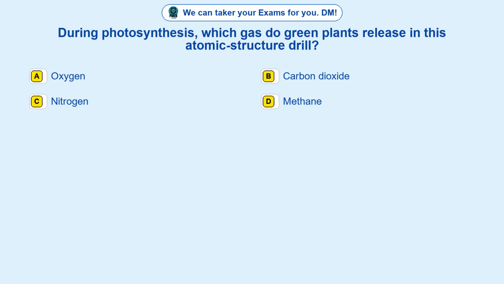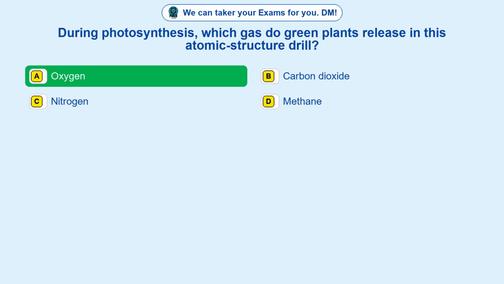Question 1. During photosynthesis, which gas do green plants release in this atomic structure drill? Option A, oxygen. Option B, carbon dioxide. Option C, nitrogen. Option D, methane. The correct answer is option A, oxygen.